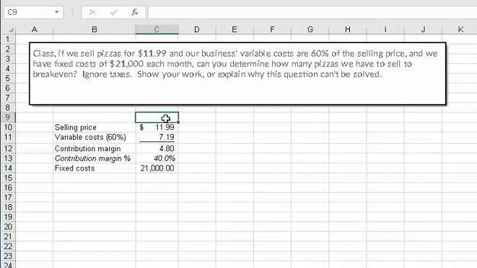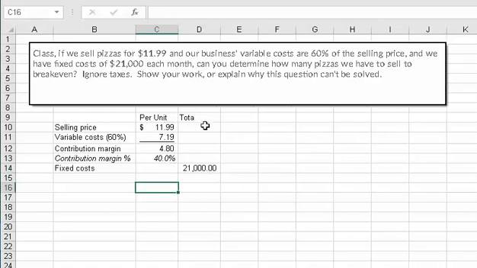Now, what I would do is probably put this under per unit, and this would be under a column of total. And move this over. So let me just copy that over. Make that a little bit large enough so we can see it. Spell total correctly. All right, and so then you want to know, well, what's the break-even formula?